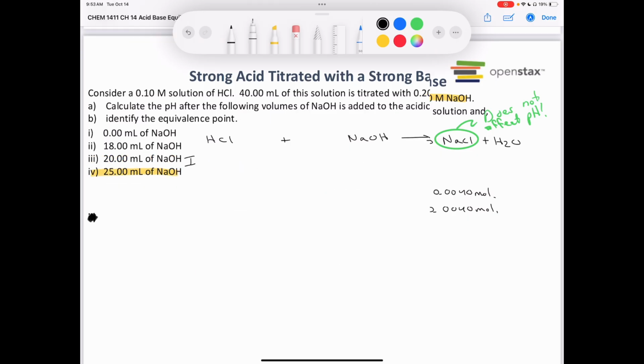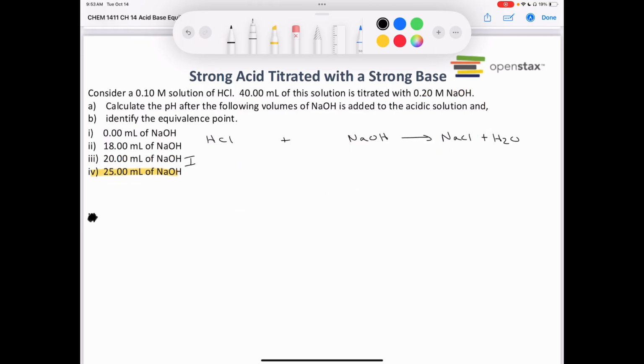So let's see what happens. All right, so here we go. We know from before that we have our 0.0040 moles of HCl, right? So we're starting with every time a 0.1 molar solution, 40 mils of it. We've done the math a couple slides ago.